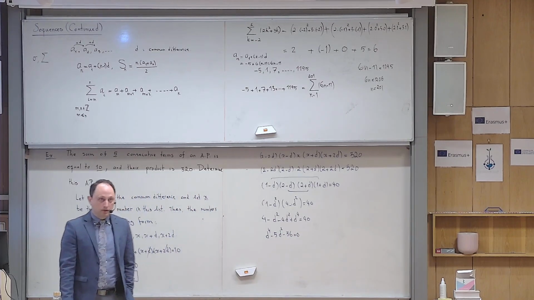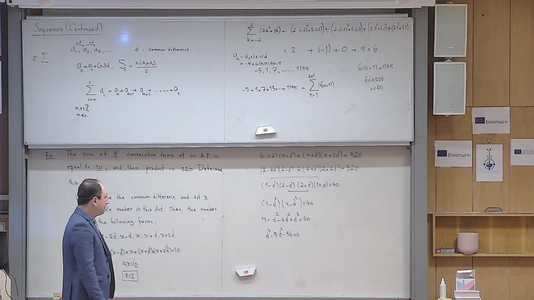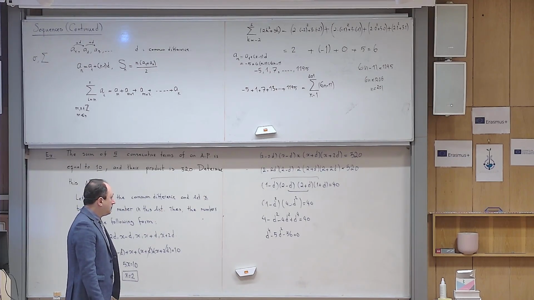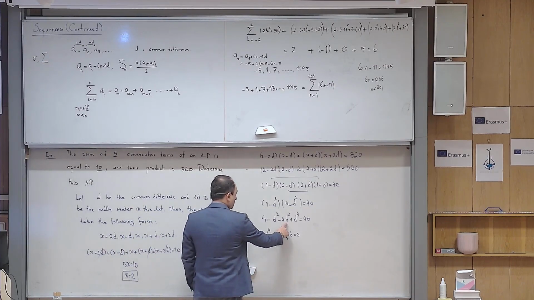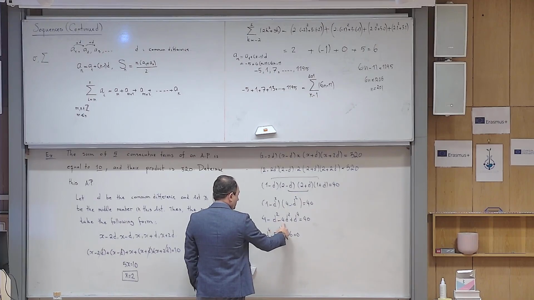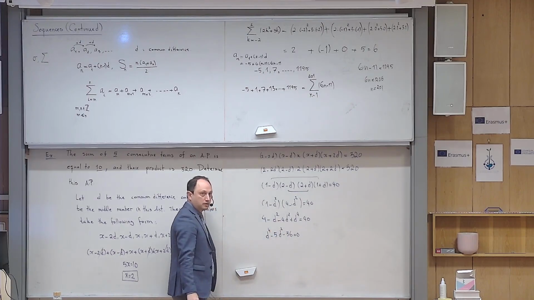So then I have to say, yes? Shouldn't it be minus 3D squared? Go for negative. Minus D squared minus 4D squared is minus 5D squared. Oh, minus. Yes.